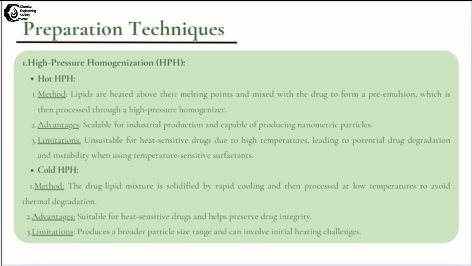So starting with the preparation techniques, coming to the first one, which is high pressure homogenization. It is further divided into two types. Coming to the first one, hot HPH. In this method, the lipids are first heated above the melting point and then they are mixed with the drug to form a type of pre-emulsion. This mixture is then processed through a high pressure homogenizer.